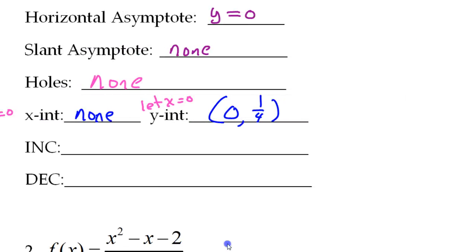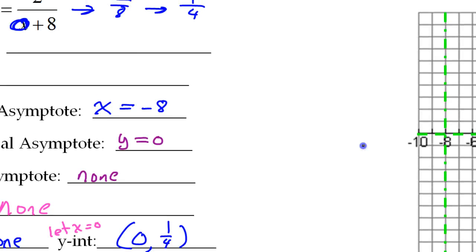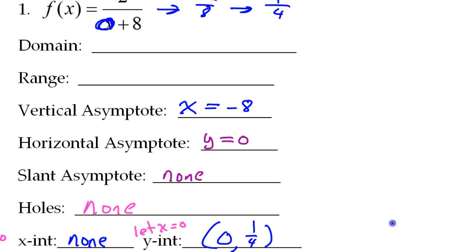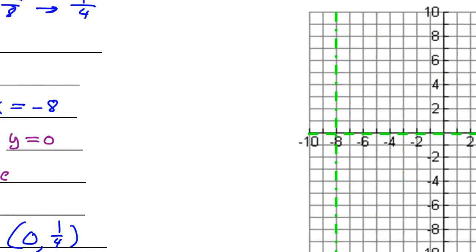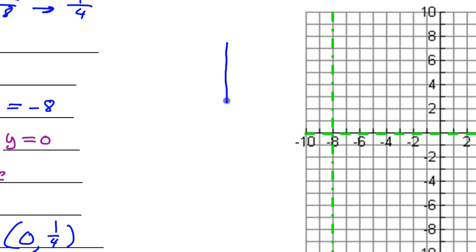Oh, I guess I got to graph it first. To go any further, I need to actually do the graph, so it would be helpful. We need to make a table of values. I need to definitely get some values to the left and to the right of this vertical asymptote.